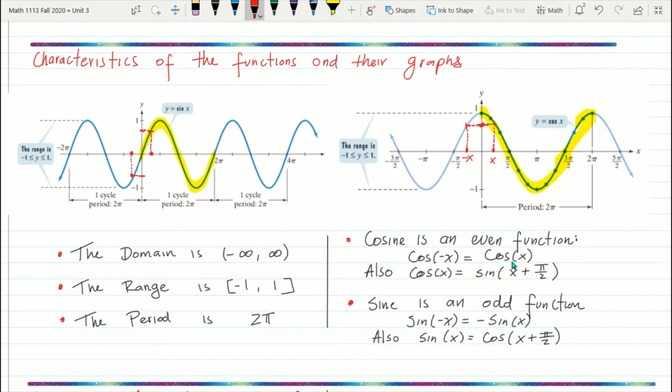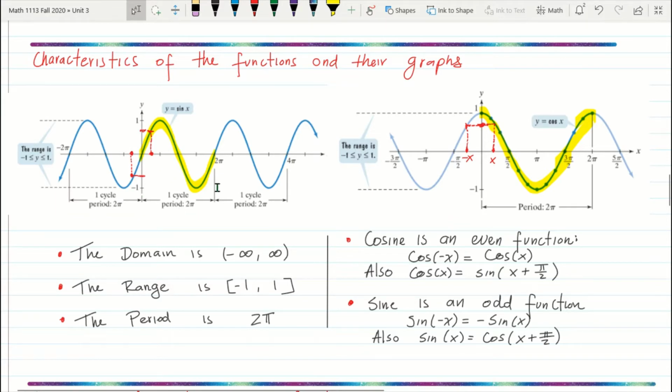Okay, and if you wanted to write cosine in terms of sine, cosine is pretty much the sine function, but it's been shifted to the left or to the right pi over 2 units. So think of this graph, if you move this to the right pi over 2 units, well, it just becomes the sine graph.